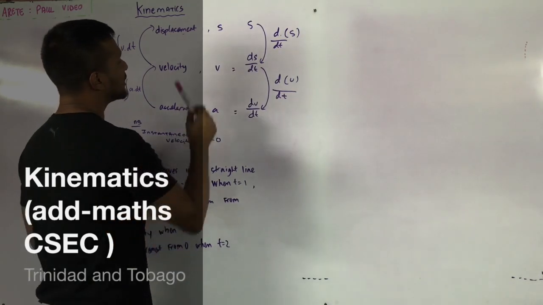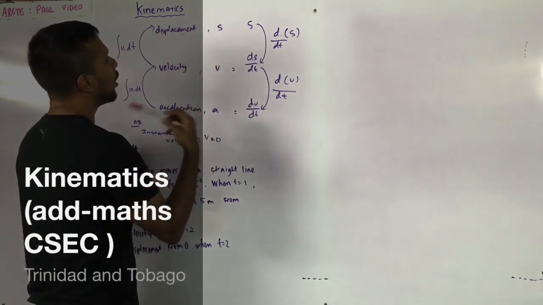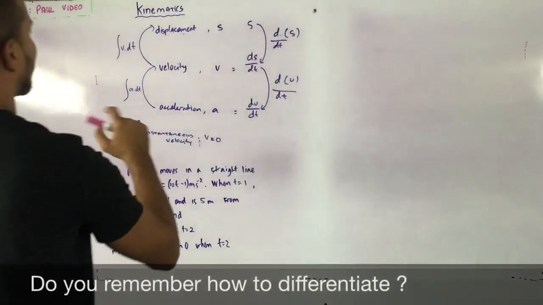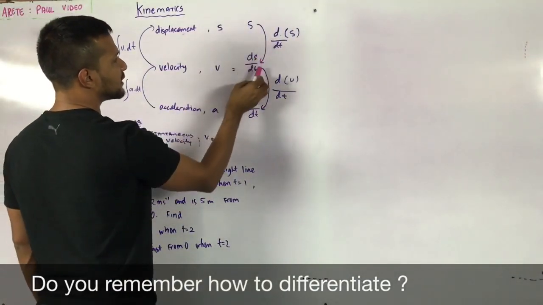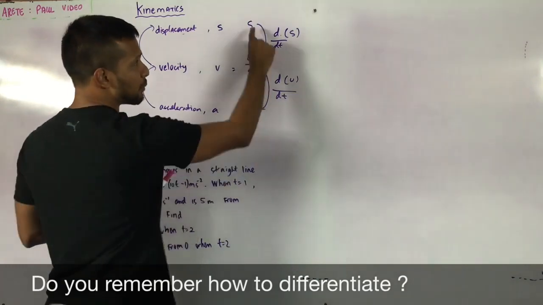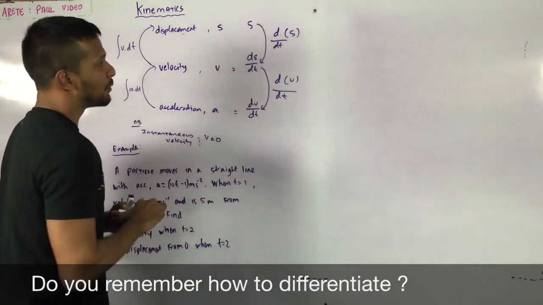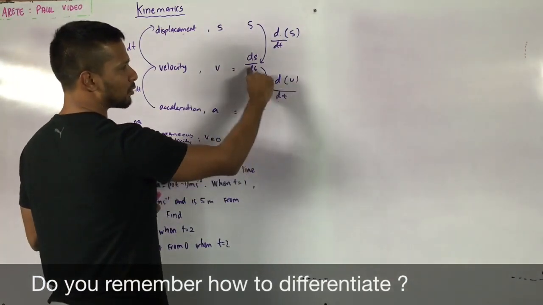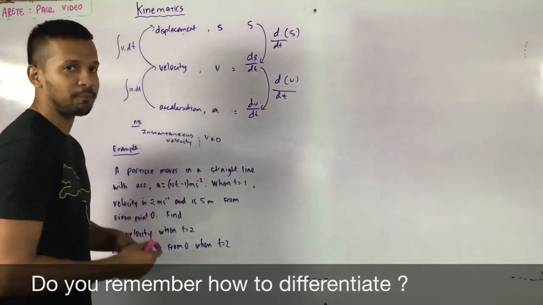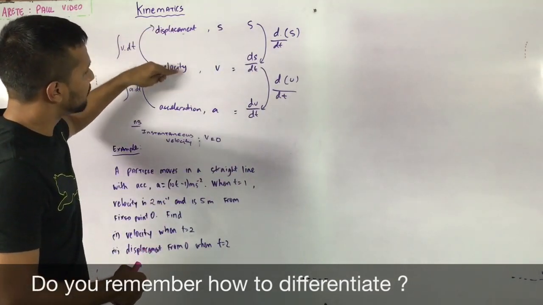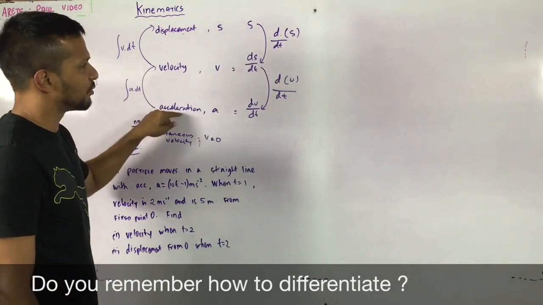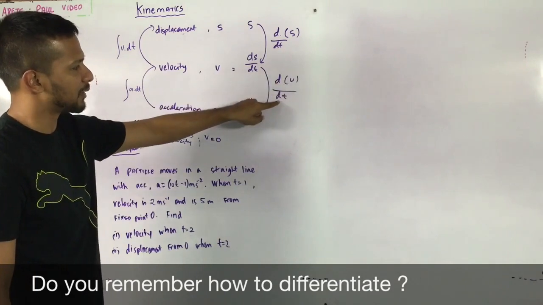If I want to go from displacement to velocity, all I have to do is differentiate displacement. Take a look at it there. The differential of displacement is velocity. So we go from here to here and we differentiate. What will be the differential of velocity with respect to time? That will simply be acceleration. So to go from displacement to velocity, we differentiate with respect to time, and to go from velocity to acceleration, we differentiate velocity with respect to time.